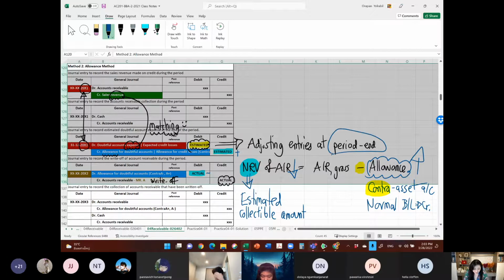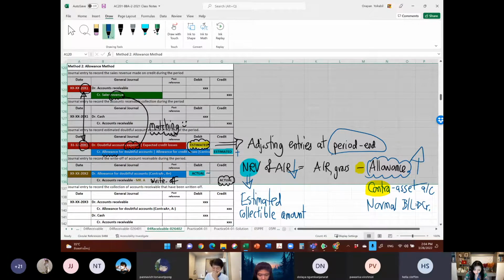Yes. It depends on whether you are preparing a quarterly report as well or not. If you also prepare the quarterly report, then you have to estimate that at the end of the quarter as well. Whenever you prepare the financial statements, you have to estimate the amount of the uncollectible accounts. And the allowance for doubtful accounts, that's a contra asset account, right? Yes, it is. Contra asset, correct.